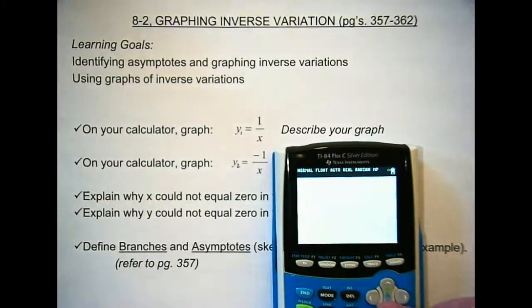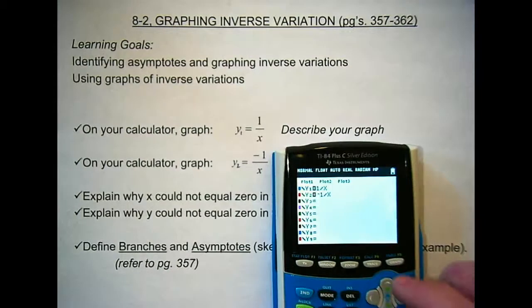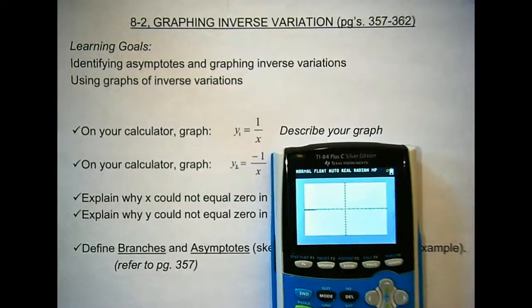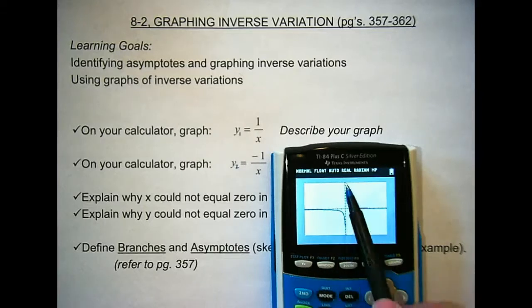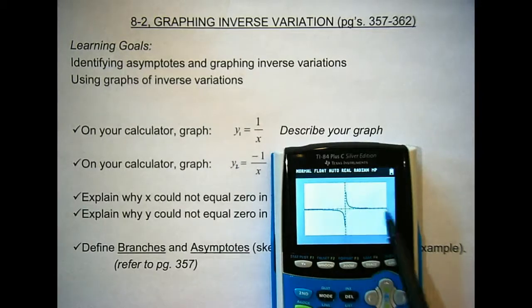Okay, so I'm going to turn off the second one here and then hit graph. And you'll notice on this graph, the graph takes off from negative 10 and then it starts cruising downward, and then all of a sudden it jumps up here and starts cruising downward. Okay? These things here, we call those branches. That way we don't have to call them thingamabobbers. Okay? Those are called branches.